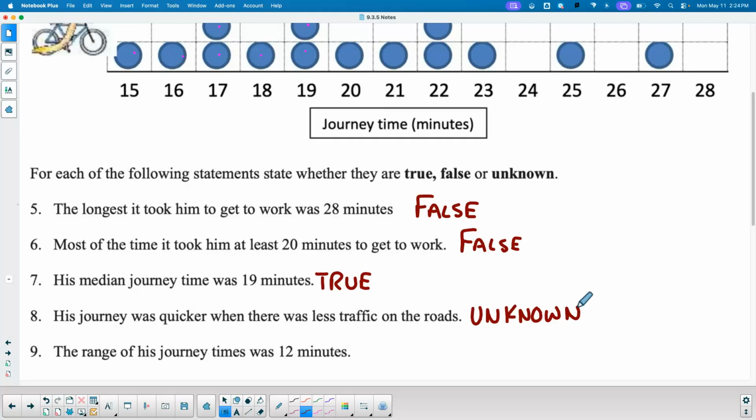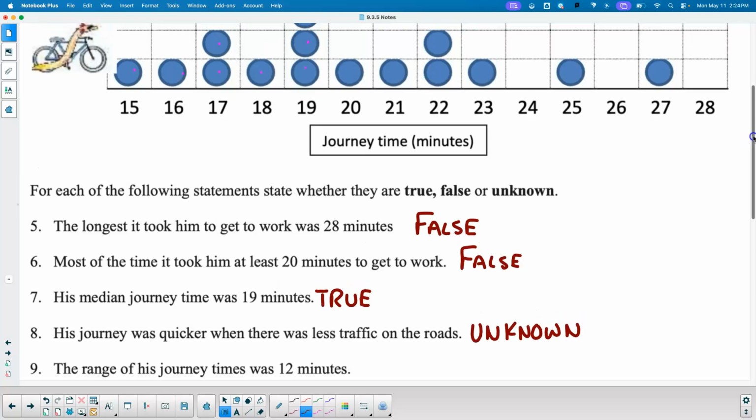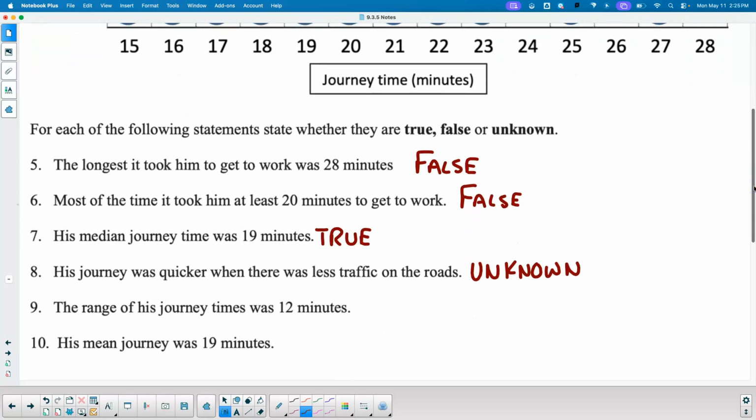Question number 9. The range of his journey times was 12 minutes. What? Why false? Want to change your answer? Because? Exactly. 27 minus 15 is 12, so that would be a true statement. Do you like how I paused there to let you think about it for a second?